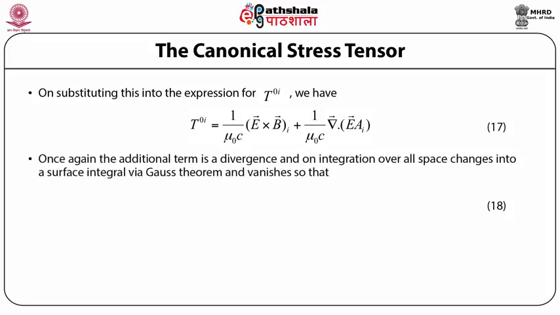Once again, apart from the expected momentum density term, there is an additional term which vanishes on integration over all space. ∫T^0i d³x equals 1/(μ₀c) ∫E × B d³x, equals c P_field. Similarly, T^i0 is equal to 1/(μ₀c) (E × B)_i plus 1/(μ₀c) into (∇ × φB)_i minus ∂/∂x⁰ of φE_i.